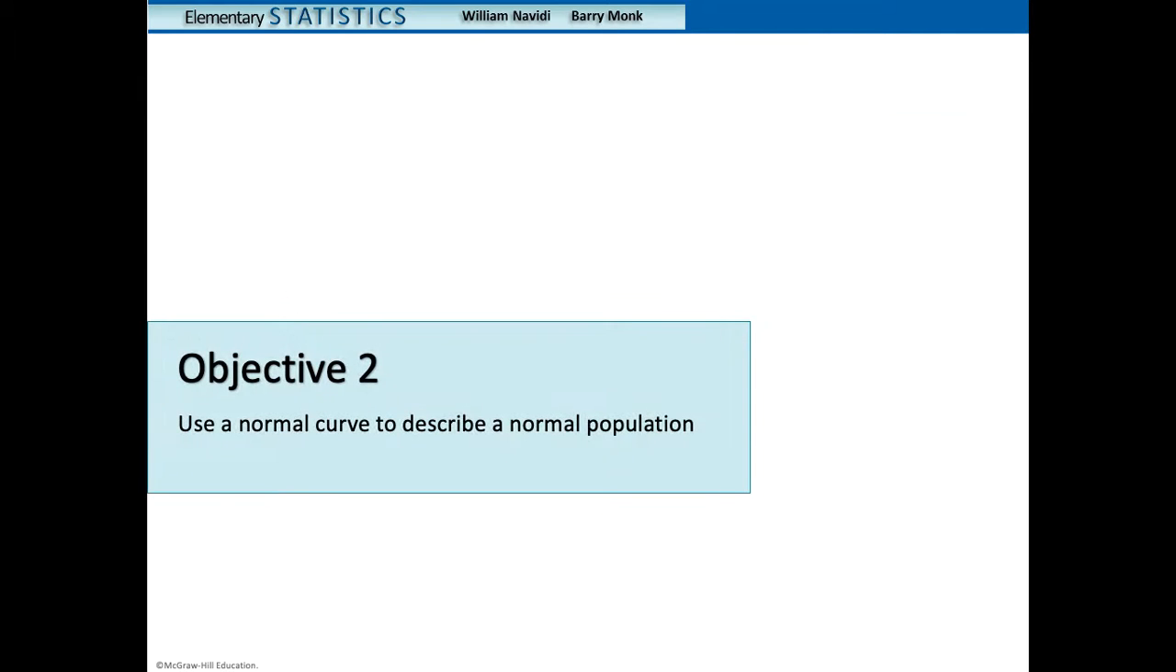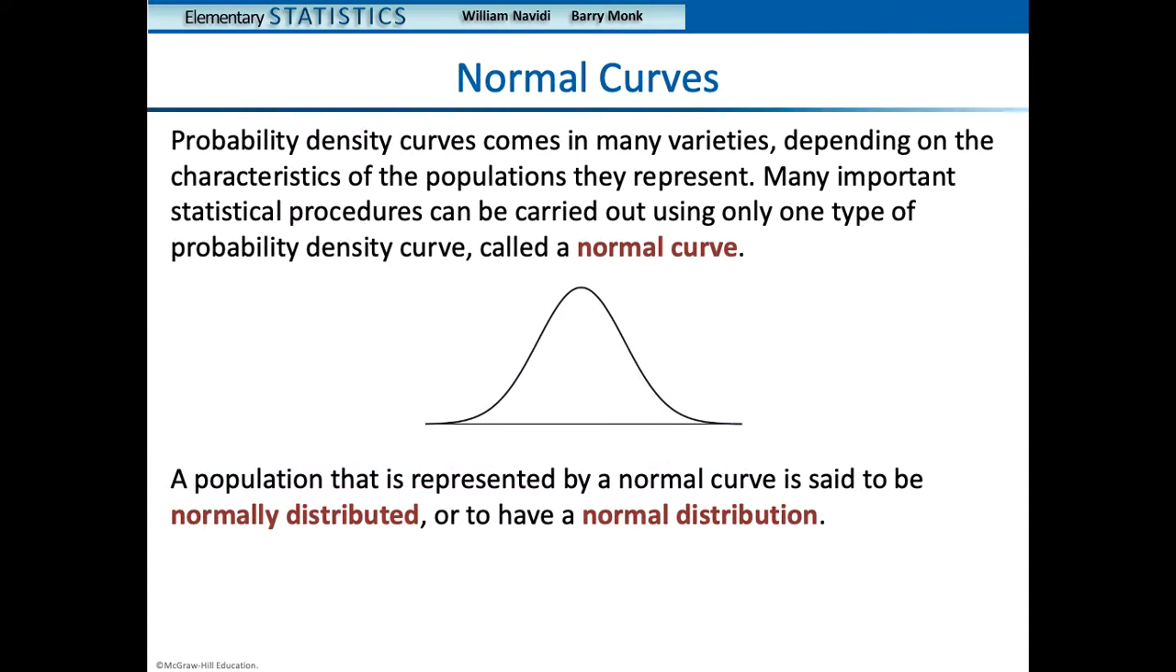Now, density curves can come in many different shapes. And it's not really practical to have a method for finding a specific area under any probability density curve. However, there are many important statistical procedures that can be carried out using only one type of probability density curve, which is called a normal curve.